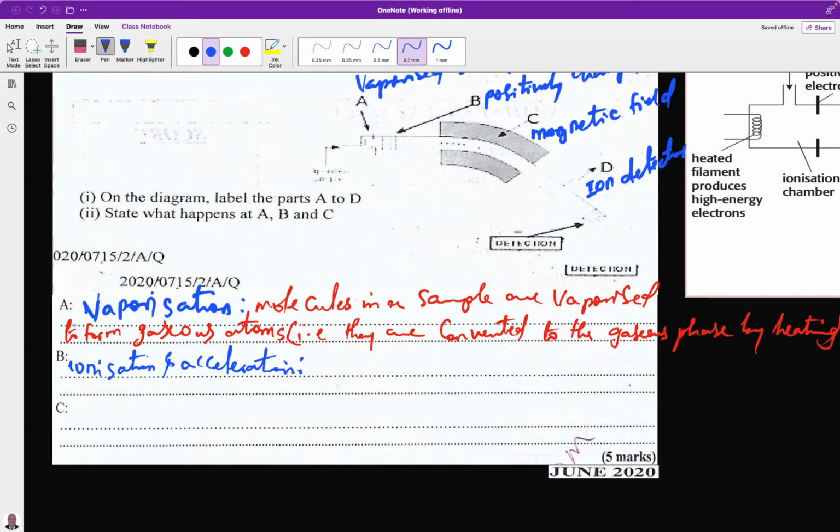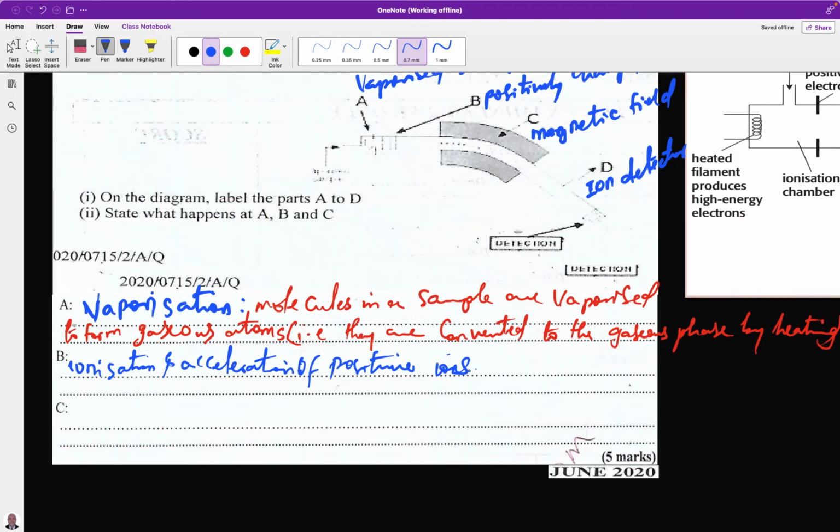You cannot explain ionization and acceleration without saying what happens here. That is ionization and acceleration of positive ions. What you can now say is gaseous atoms are converted to positive ions. The positive ions are then accelerated towards the negative plate, with lighter ions being accelerated most.